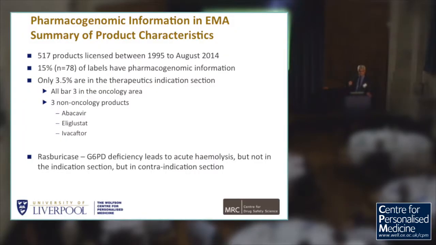But based on what's out there at the moment in terms of pharmacogenomics literature and in terms of drug prescribing information, this is a summary from the European Medicines Agency in terms of the drug label, the summary of product characteristics. There have been 517 products licensed between 1995 and August 2014. And you can see about 15% of them have pharmacogenomics information.